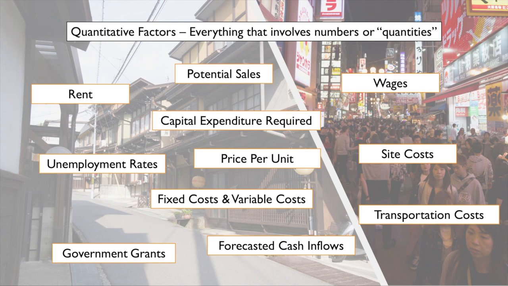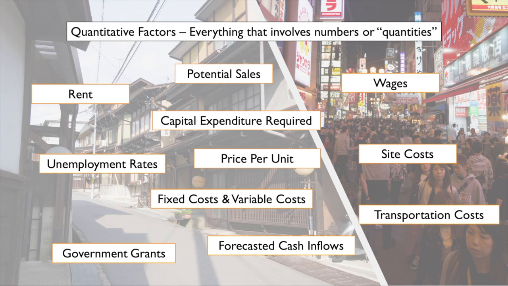Is it going to be easy to hire people because the unemployment rate is very high? Are people not going to have this income to spend because the unemployment rate is really high? The price per unit. You might not have considered that, but you can maybe charge more for the same product in two different locations. You can maybe charge more in site A or more in site B, depending on some of those factors. The fixed costs and variable costs.